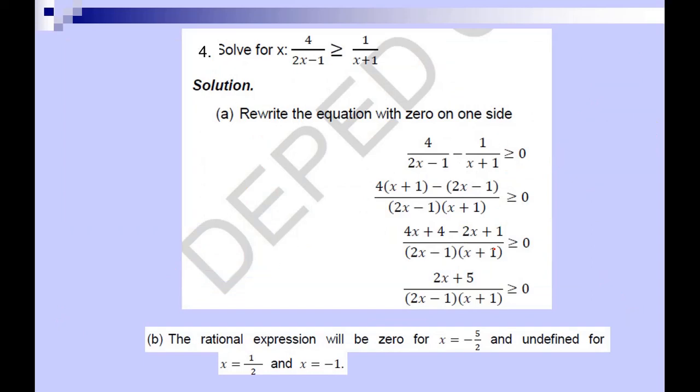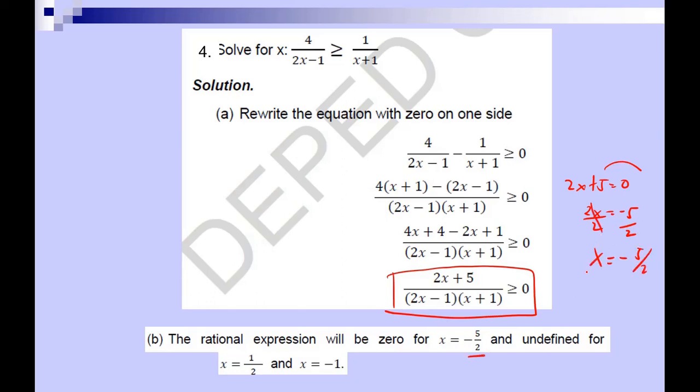So first, we rewrite this. You already know how to get this. And then the expression is 2x, the numerator made equal to 0. So 2x plus 5 is equal to 0. Transpose: 2x is equal to negative 5, divided by 2 on both sides. Then we will have x is equal to negative 5 over 2.